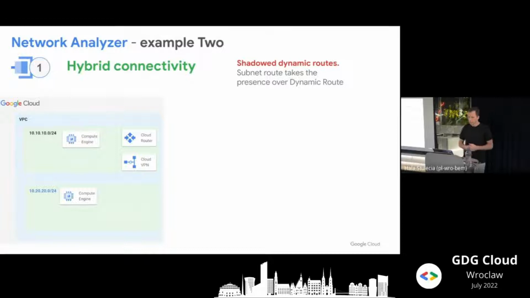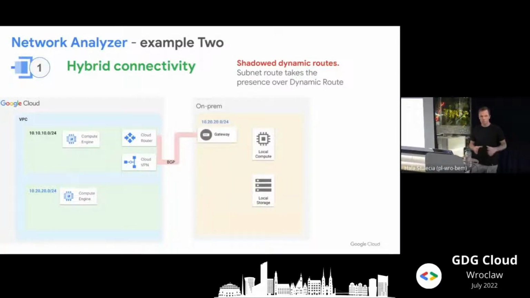The other check I've picked for a showcase is hybrid connectivity. This is a little bit more complex topology. We've got Google Cloud, that is our cloud environment. And I want you to focus on the subnets, right? So we've got two subnets, 10.10.10.0 and 10.20.20.0. And what we have on top of that, we've got our on-prem environment, which is a very common setup, right? And on our on-prem environment, we've also got our subnet 10.20.20.0.